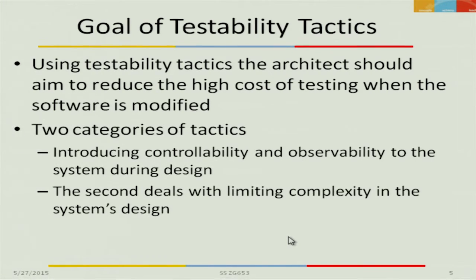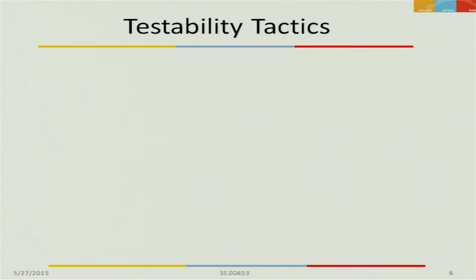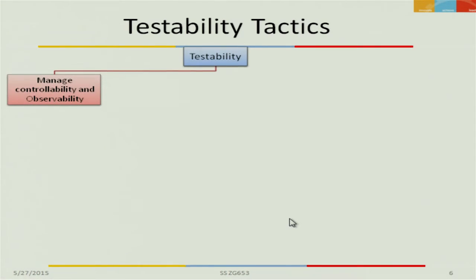One is about introducing controllability and observability to the system during the design itself, so that if it becomes more controllable and more observable, then it becomes better testable. The second one deals with reducing the complexity in the system's design. Let's look at various testability tactics. We will look at the first one, which is managing the controllability and observability. Let's look at what these are.